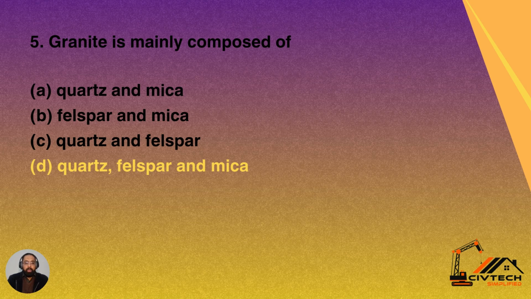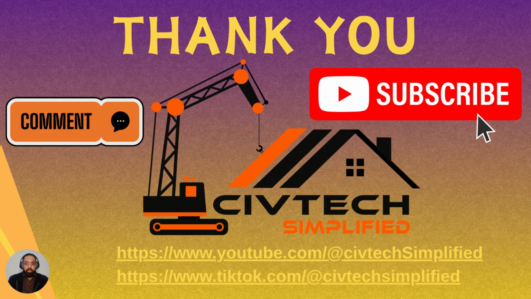Then we have the last question. Granite is mainly composed of: option A, quartz and mica; option B, feldspar and mica; option C, quartz and feldspar; option D, quartz, feldspar and mica. So D is the correct answer. Granite is composed of quartz, feldspar as well as mica.